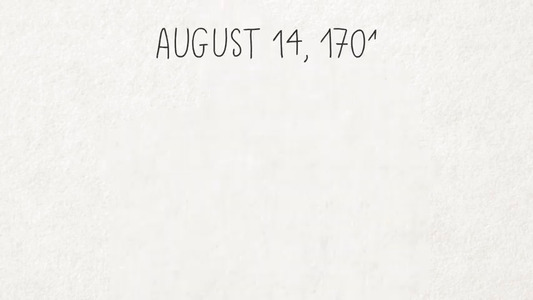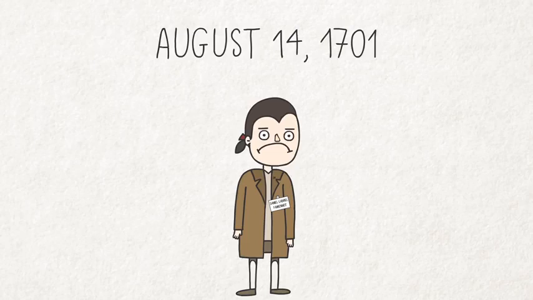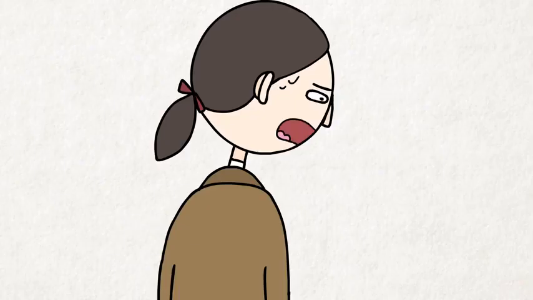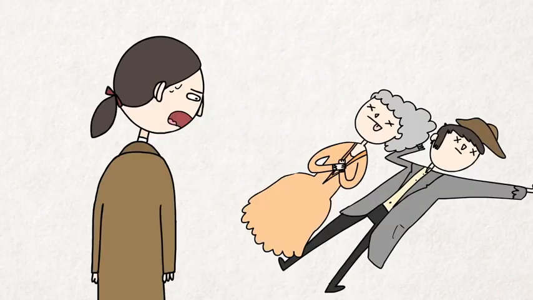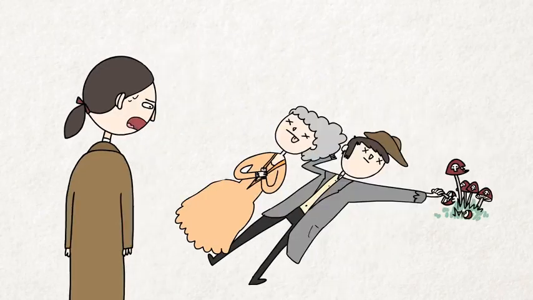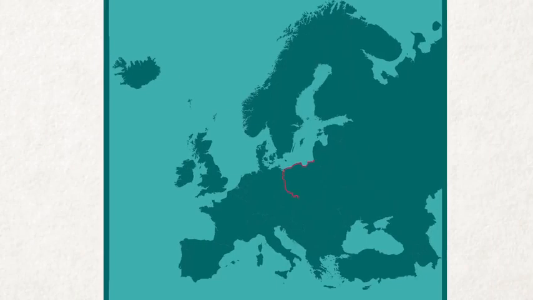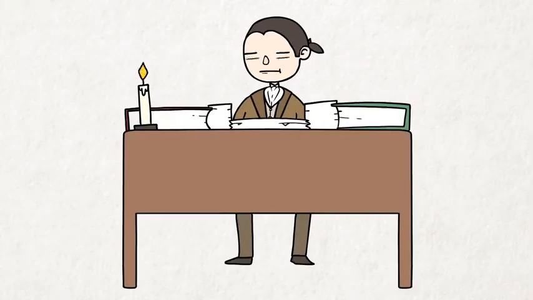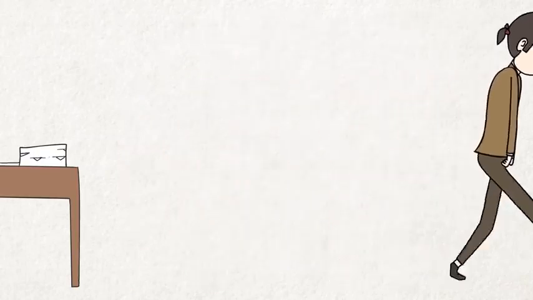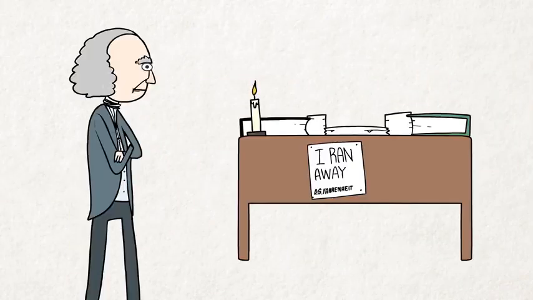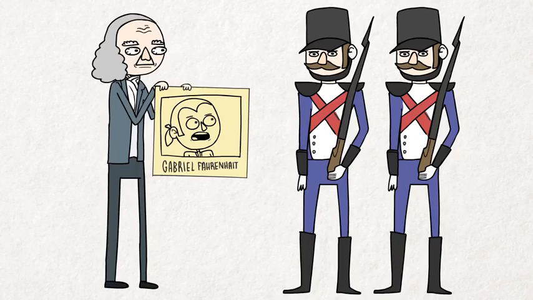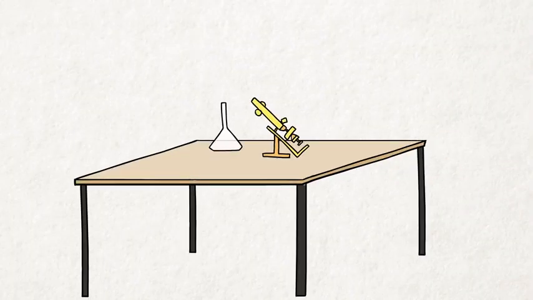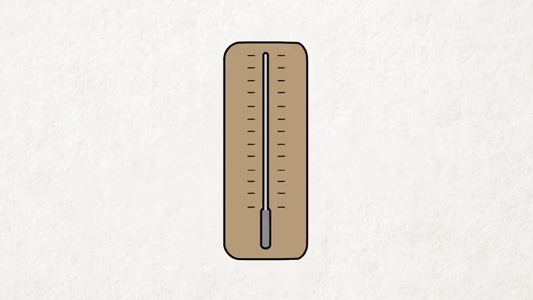August 14th, 1701 was almost certainly the worst day in the life of 15-year-old Daniel Gabriel Fahrenheit. On that day, both of his parents died suddenly from mushroom poisoning. And he was sent from Poland, where he lived, to Amsterdam to become an apprentice bookkeeper. But Fahrenheit couldn't stand his apprenticeship and ran away so many times that his employer put out a warrant for his arrest. Traveling from city to city around Europe, he became fascinated with scientific instruments, and in particular, thermometers.